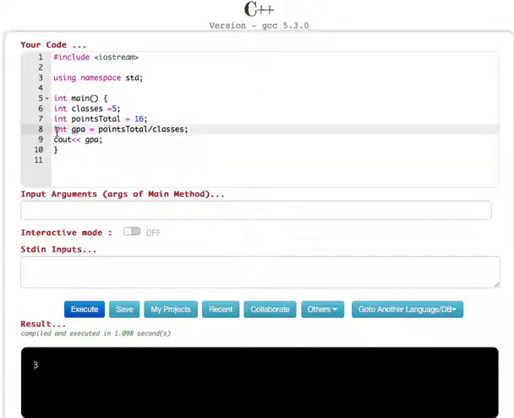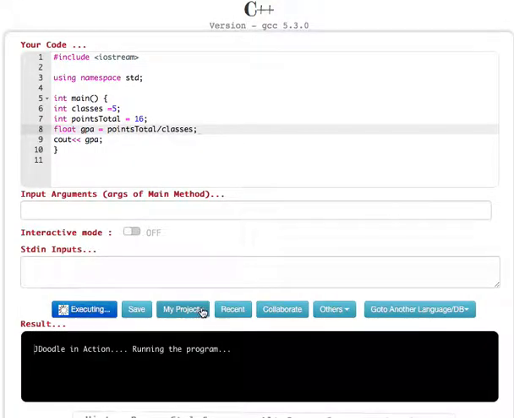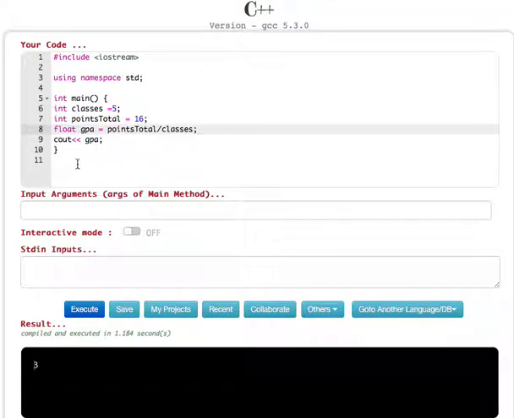Now let's see whether if we change this into float, we will get the decimal values. So if we change it to float, okay, I have to try this again. GPA is equal to points total divided by classes, and if you notice, we are still getting 3. It's because we have assigned this to a float GPA, but points total and classes are still integers, right? So to get decimal values, we have to cast a float in front of this. In that way we will be able to print the decimal values.